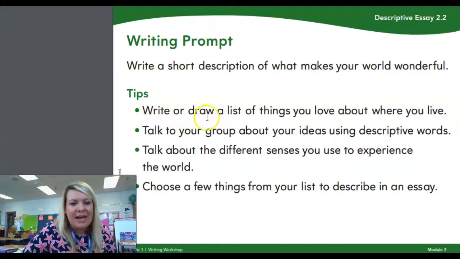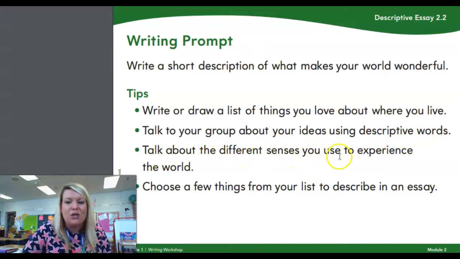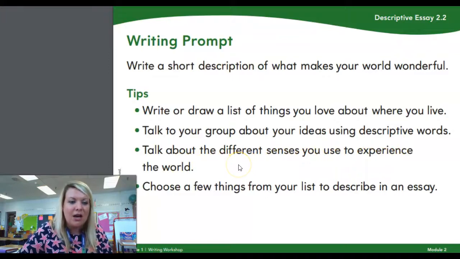We can write or draw a list of things you love about where you live. Talk to your group or your family about your ideas using descriptive words, describing words. Just tell about it. What does it look like? Talk about the different senses you use to experience the world. And we can talk about our senses.